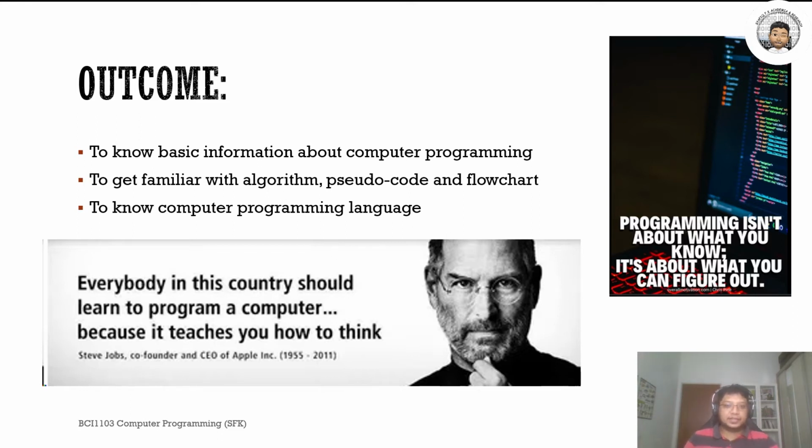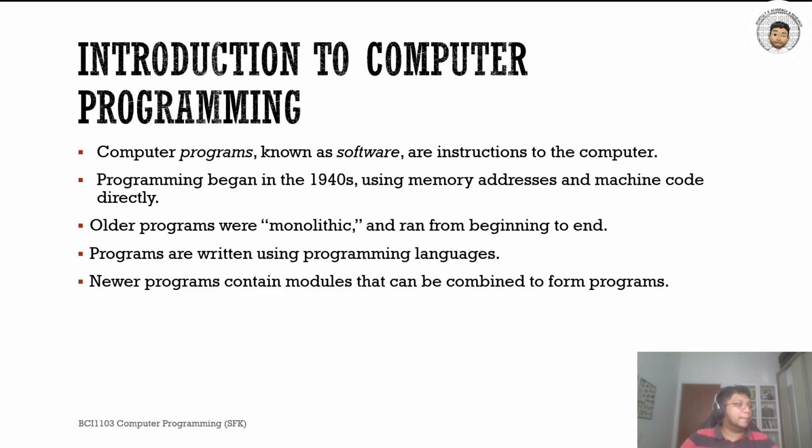This one is a quote by Steve Jobs: everybody in this country should learn to program a computer because it teaches you how to think. Programming is not something you can learn just by listening. You need to do it by yourself. It is not a thing to remember, it's a thing to practice, like learning to play the piano. To write a program, you need to know how to think like a computer so that you can write a program which is runnable by the computer itself. Programming is not a thing that you know, it's a thing that you can figure out. So you need to think. If you cannot think, you cannot do the program.